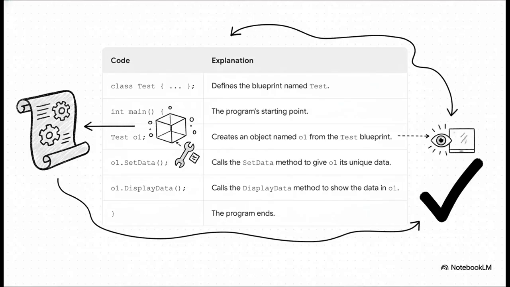Okay, let's trace the flow of this code. We start with our Test class blueprint. Then we jump into main, which is where our program starts. The line Test O1 brings our object to life, and that automatically calls the constructor behind the scenes. Then we use the dot operator, that little period you see, to access the object's public functions. We're basically saying, hey O1, run your setData method, and then, okay O1, now run your displayData method. It's a really clear logical path from creation to action.